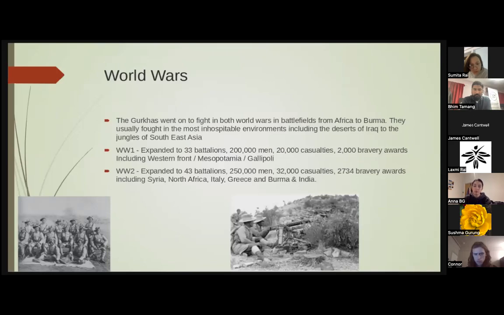It should be noted that quite a few of the battlegrounds mentioned there, so Mesopotamia, Gallipoli, North Africa, Burma and India, are very inhospitable environments at times. So the Gurkhas were really sent into the tough environments where usual British soldiers wouldn't have done the job as well. And I think that's reflected in the amount of bravery awards they got, 2,000 in the First World War and 2,734 in the Second. It just goes to show the caliber of the soldiers that were fighting.